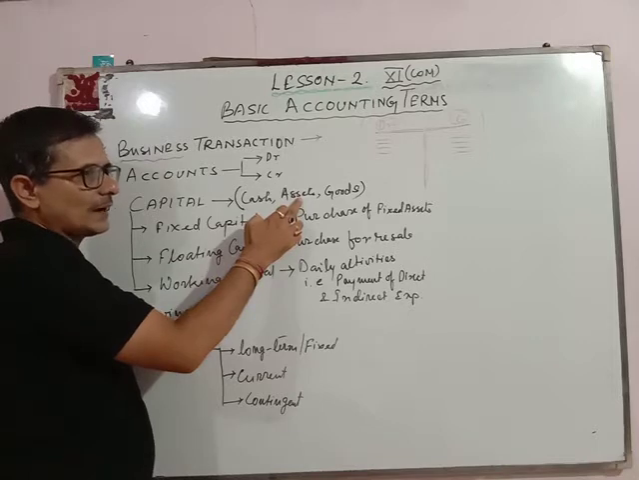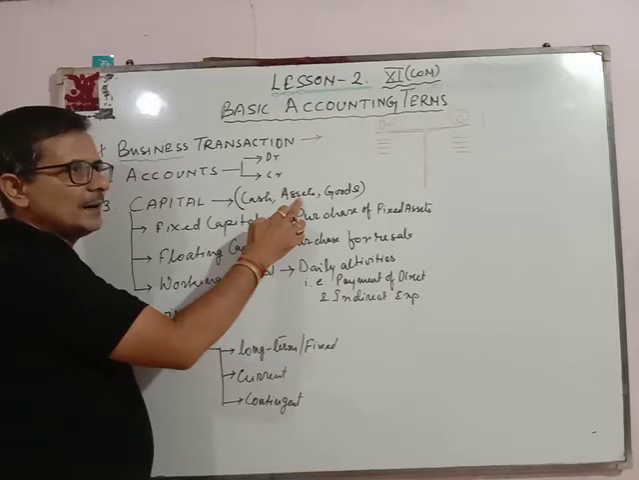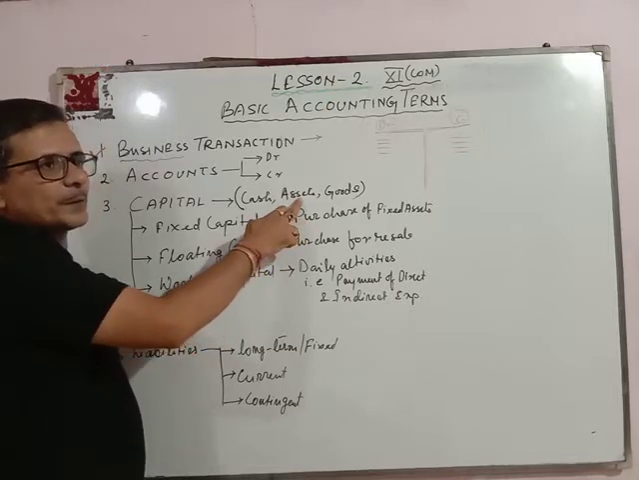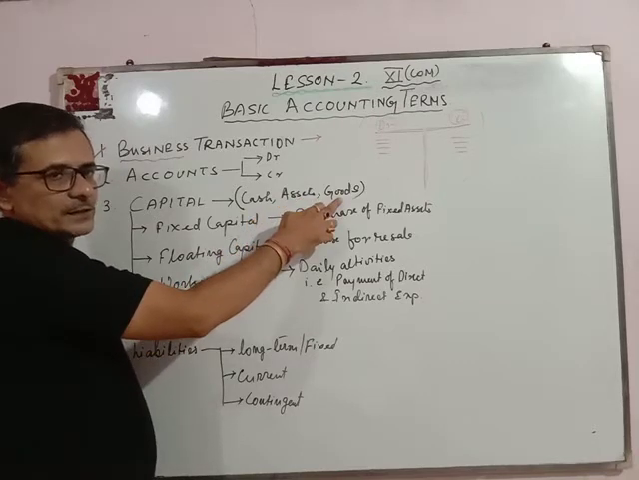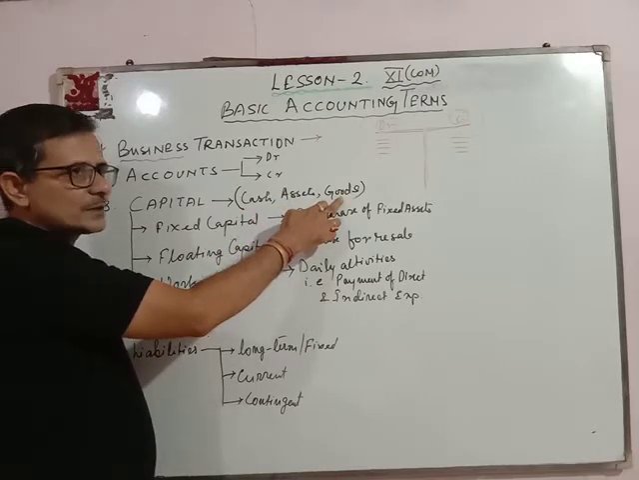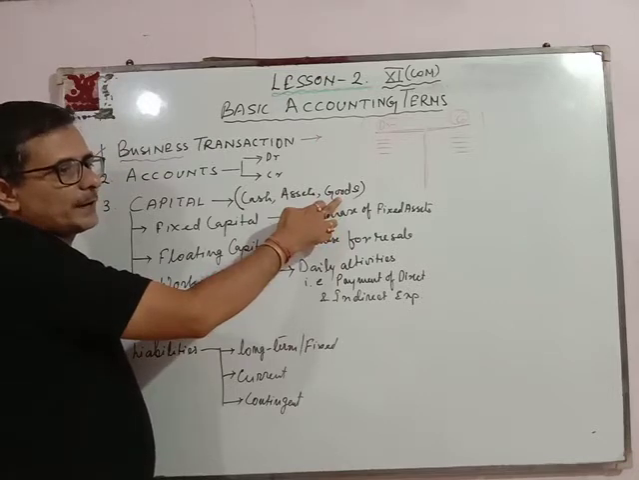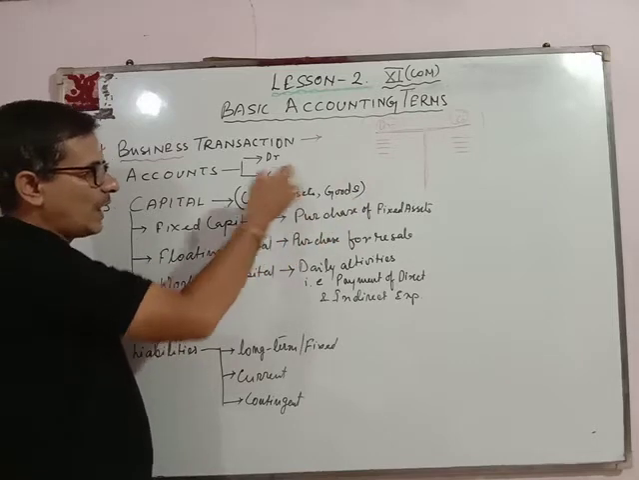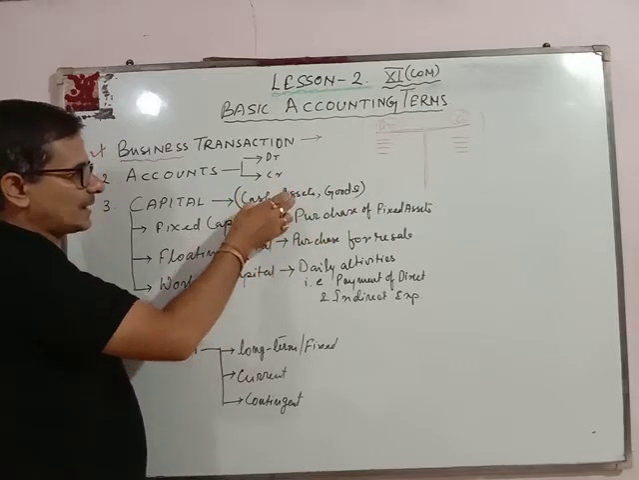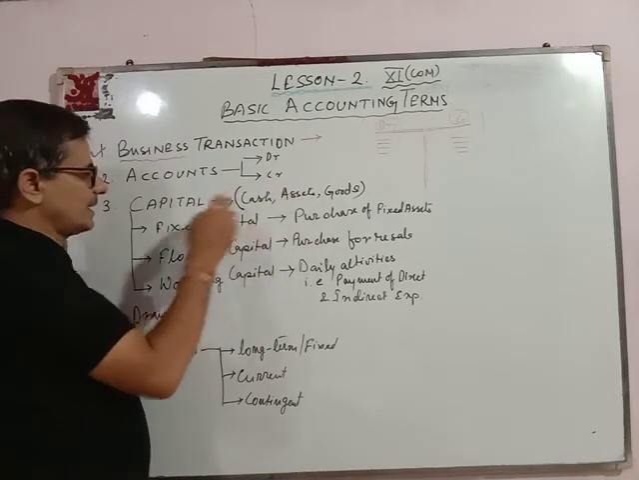Now assets, we call it in Hindi, sampatti. Sampatti means the things which we keep, we buy, we purchase, and we use for our benefit. Next is goods. These are also assets, but these we produce with the point of view of reselling it and earning profit. So all these things together that the owner introduces into the business is known as capital.